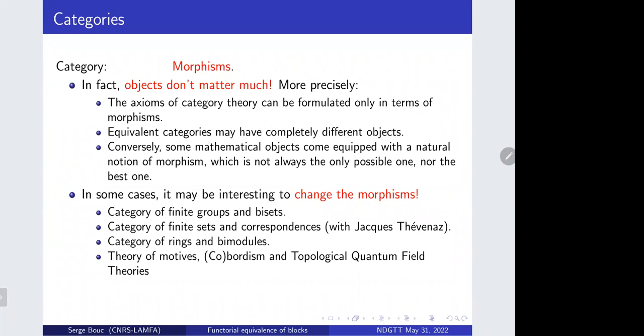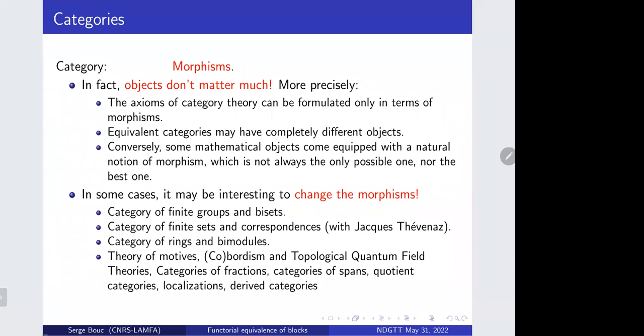And of course, there are lots of other examples like categories of fractions, categories of spans, quotient categories, localization, derived categories, and so on. So at least I will have mentioned one type of triangulated category in this talk. So from now, I will stick to finite groups.